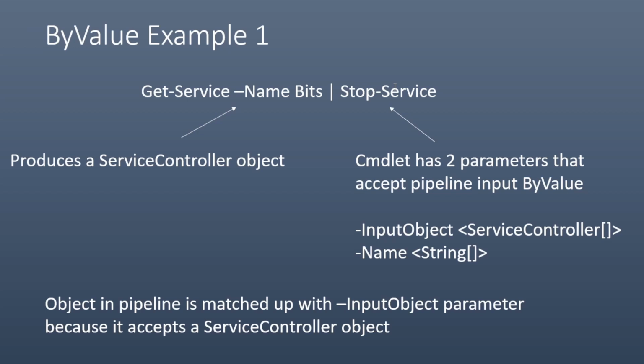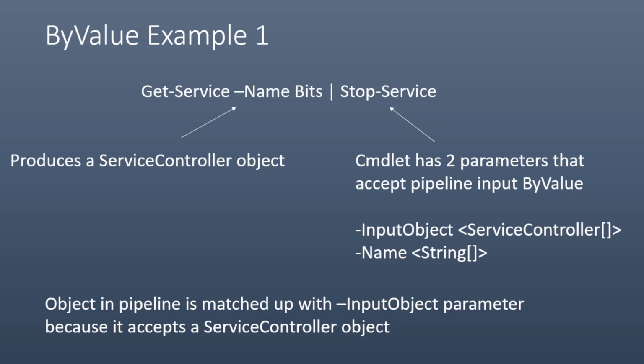And that commandlet has two parameters that accept pipeline input by value. Okay, so we can see InputObject and Name would be those two parameters. PowerShell is going to match up with whichever one has the object that's in the pipeline. In this case, the object in the pipeline is going to be matched up with the InputObject parameter because it accepts a service controller object. Okay, so that's basically what's going to happen here.